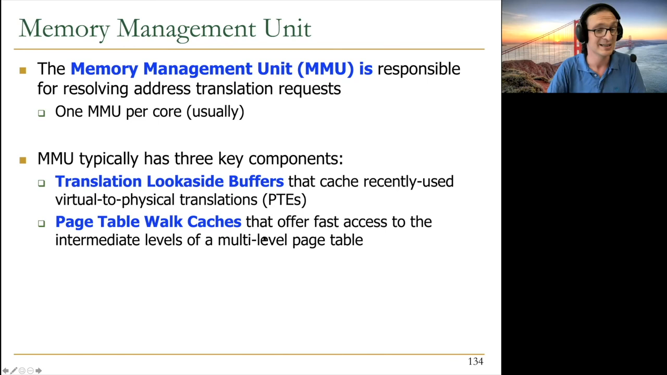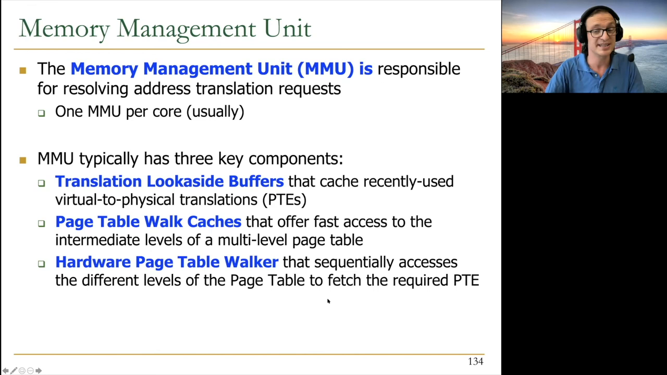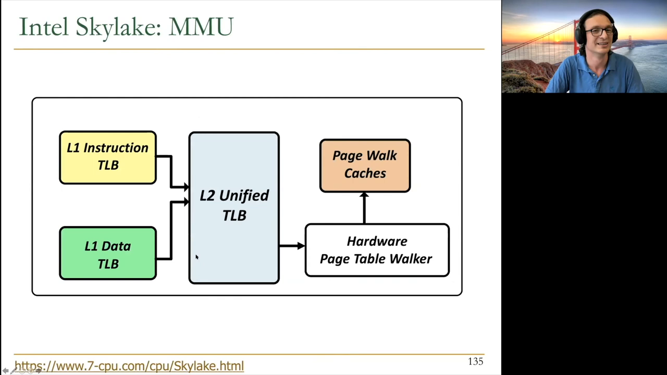This is to aid the translation on TLB misses, essentially. And then the hardware page table walker sequentially does the page table walk that accesses the different levels of the page table to fetch the required PTE. And this is all in hardware. So now we can see that there is a big hardware over here. Okay, let's take a look at this MMU.